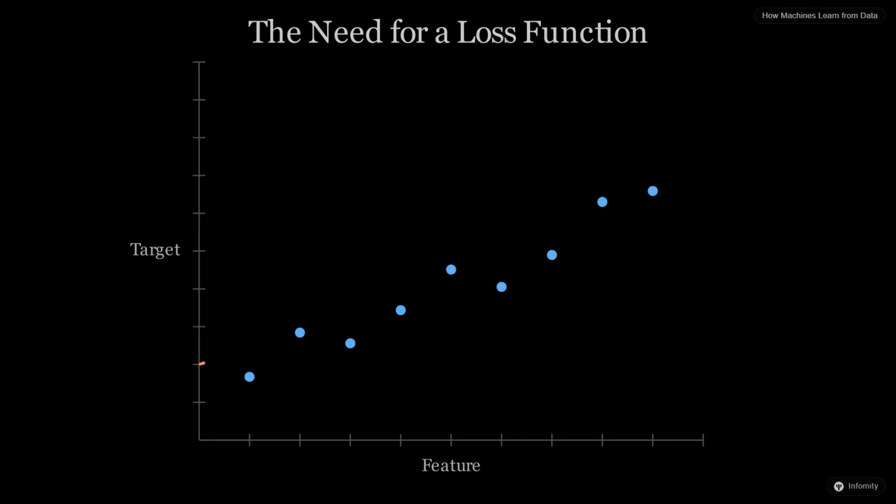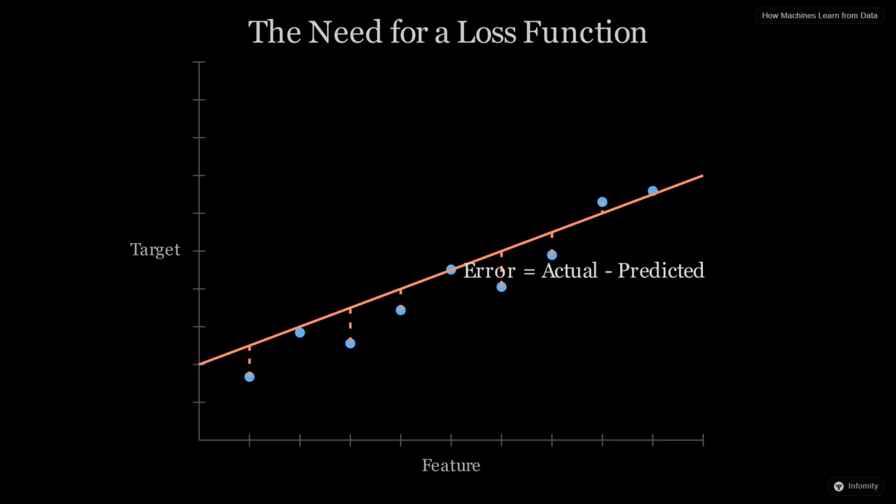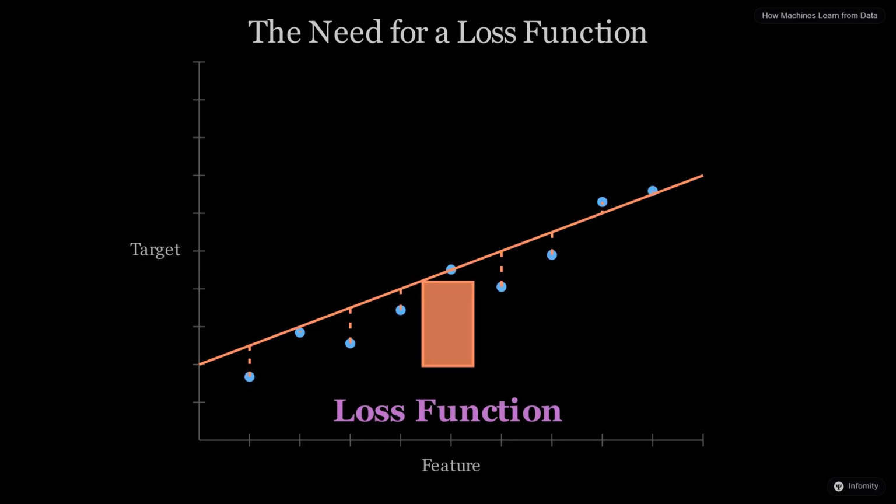How do we know if our model makes good or bad predictions? We need a loss function. This quantifies the error between the model's predicted value and the actual true value. For example, if the model predicts $300,000, but the actual price was $350,000, the loss function calculates how wrong that prediction was. Higher loss means worse performance. Our goal is to minimize this loss.